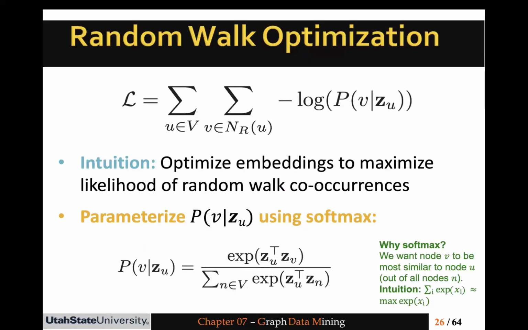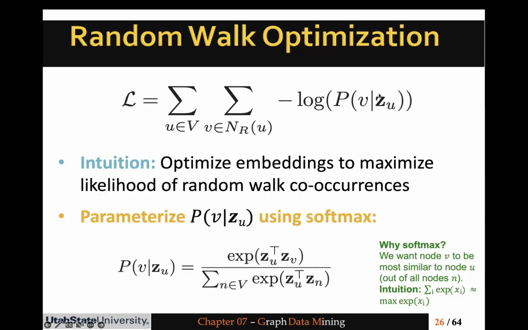Okay, so what's the intuition behind this loss? The intuition is that we would like to find the embeddings z_u from this loss that can maximize the likelihood of co-occurrence of V and U. So I negated this likelihood so that I can minimize my total loss. So far I just defined my loss in terms of posterior probability.